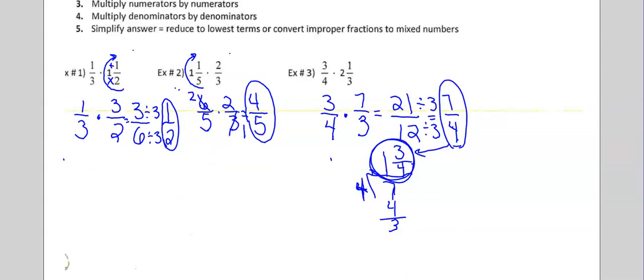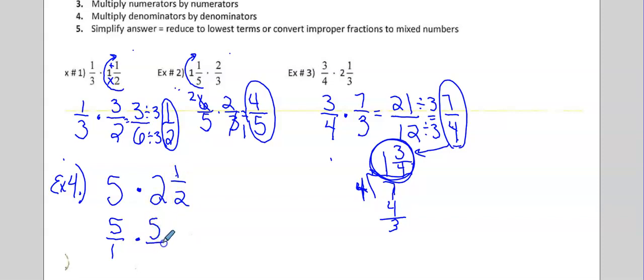Just because I can, I'm going to do one more problem with you today, and this is going to be one with a whole number and a mixed number. So if I had 5, this will be example 4, and please write this problem down. If I had 5 times 2 1/2. If I had this problem, I would need to start by changing everything to a fraction, and every whole number, and actually every integer, can be changed to a fraction by just putting it over 1. So 5/1 times 2 times 2 is 4, plus 1 is 5/2. So I would get 5/1 times 5/2, and now I can multiply it.